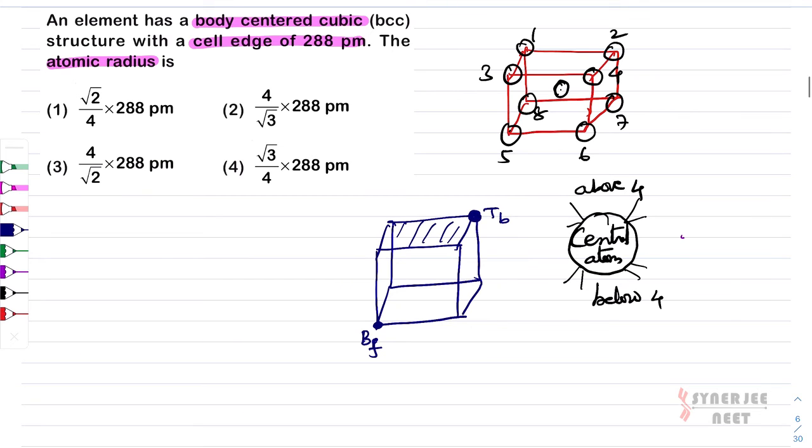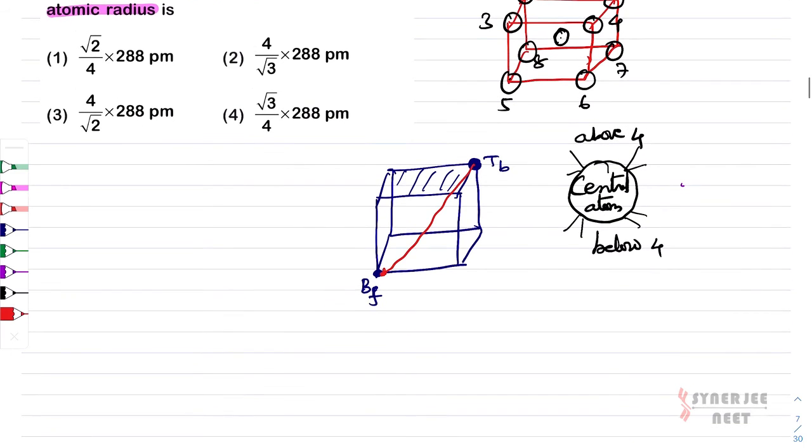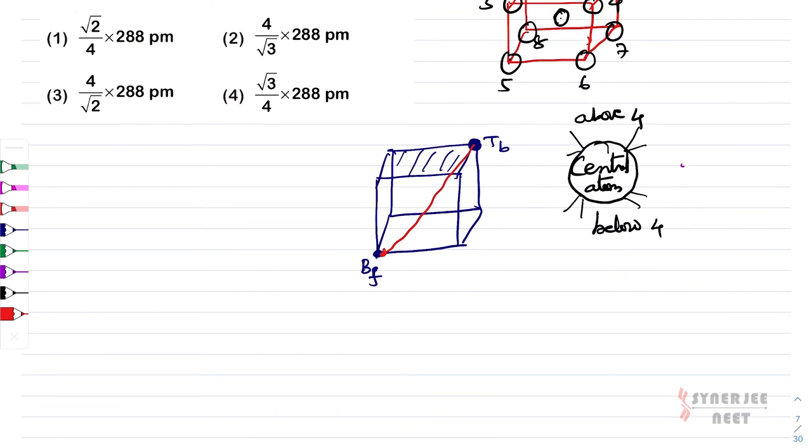Now if you join these 2 points, this is called the body diagonal. If I ask you what is the length of this diagonal in a cube, it will be root 3 times a. And this root 3a must be equal to what? Here one atom is existing, here one atom is existing, and in the center one atom is existing, at the body center of the cube. And the center of the cube is touching this one as well as the one below also. Both are in contact with the center one.